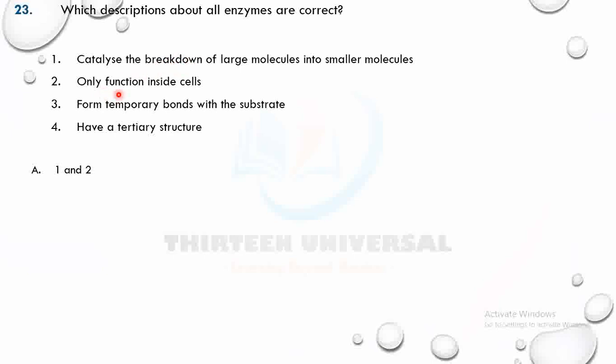So this is wrong. Number 2 says all function inside the cell. Some enzymes function outside the cells. They are called extracellular. So 1 and 2 are out. 3 says form temporary bonds with substrate. Yes, they form temporary bonds with substrate, which converts the substrate to product, either by splitting it or by joining it to another substrate. 4, have a tertiary structure. Yes, all enzymes have a tertiary structure. So it's 3 and 4.